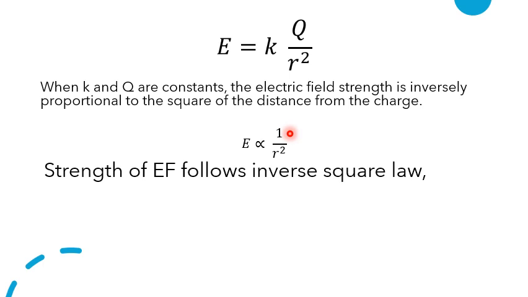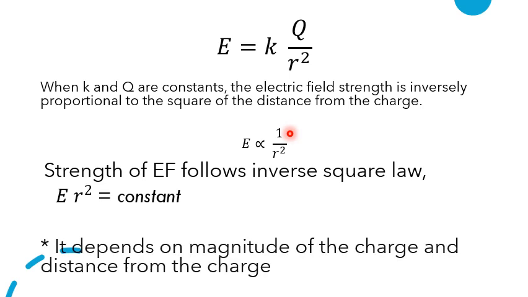What does it mean? If you double the distance, electric field strength decreases by a factor of 4. So using the inverse square concepts, the product of E and r square will always be a constant. So electric field strength due to a point charge depends on the magnitude of the charge and the distance from the charge.